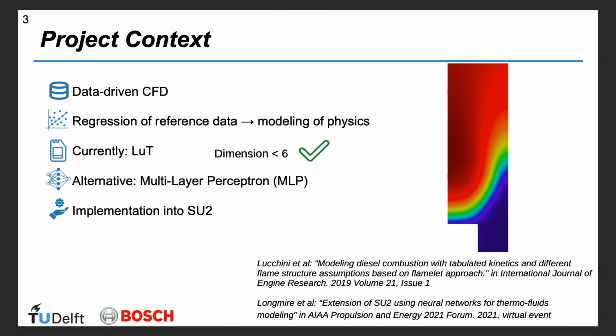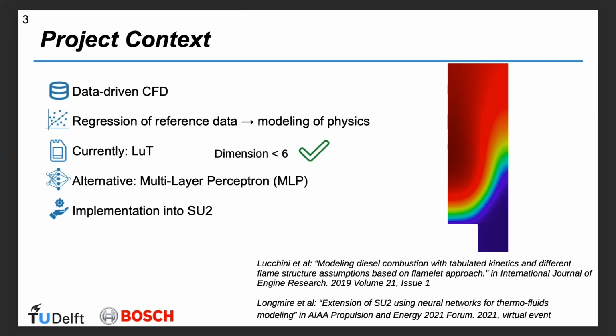Now, what is data-driven CFD? It basically means that you replace your equation of state by a regression of reference data in order to model physics. An example of this is what I'm doing, combustion modeling using a generated manifold, where you interpolate reference data to get things like reaction rates, which are otherwise obtained in an expensive way. The current method available in SU2 to do this is a lookup table.